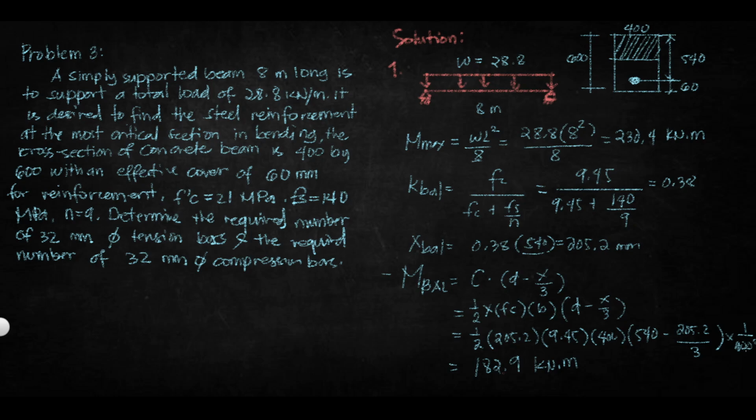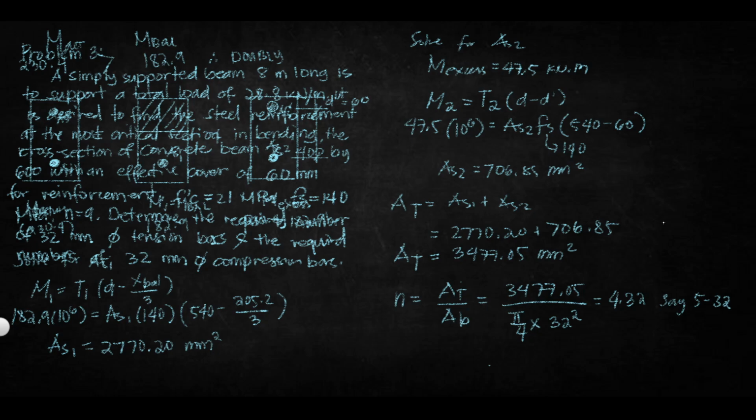Bakit natin i-divide ng 1,000 squared? Kasi po yung lalabas na sagot dito is Newton millimeter, so gusto natin na sagot is kilonewton meter, kasi i-compare natin ngayon sa actual moment na merong unit na kilonewton meter. So we will have an answer of 182.9 kilonewton meter. So next, we compare po yung actual sa balance.